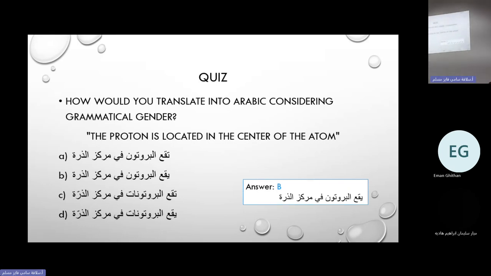يقع البروتون. So proton in English is masculine. It stayed masculine in Arabic. Okay. في مركز الذرة. Okay. Good job.